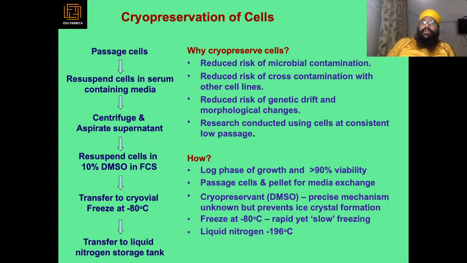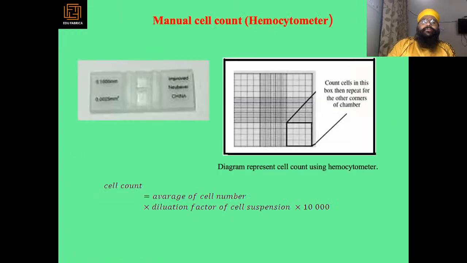So by doing cryopreservation of cells, you reduce the risk of microbial contaminations, reduce risk of cross-contamination with other cell lines, reduce risk of genetic drift and morphological changes, and research is conducted using cells at consistent slow passage. And how do we do it? With a long phase of growth, passage cells and in parallel do the medium exchange.